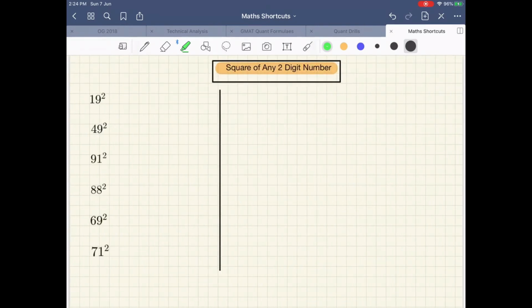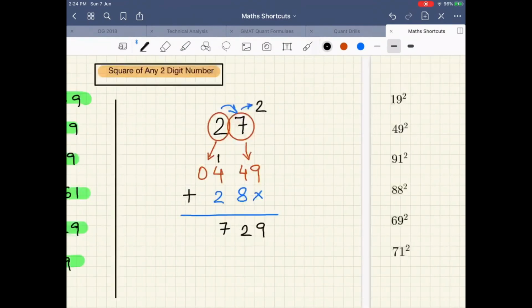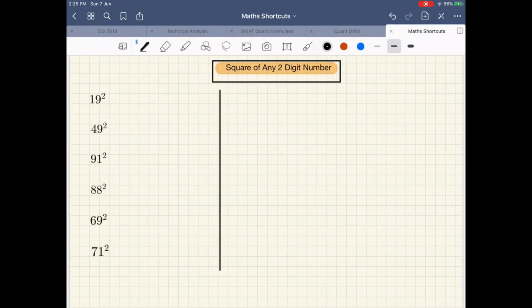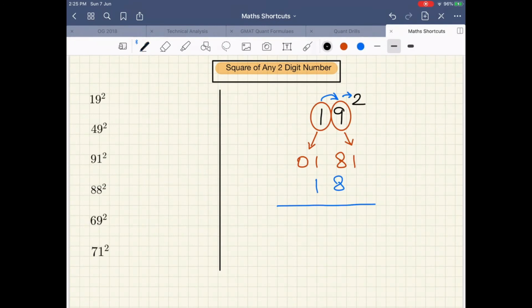The next set, 19 square. 1 square is 01, 9 square is 81, 9 1s are 9, 9 2s are 18. Need to add. I get 1, 16, 3, 361.